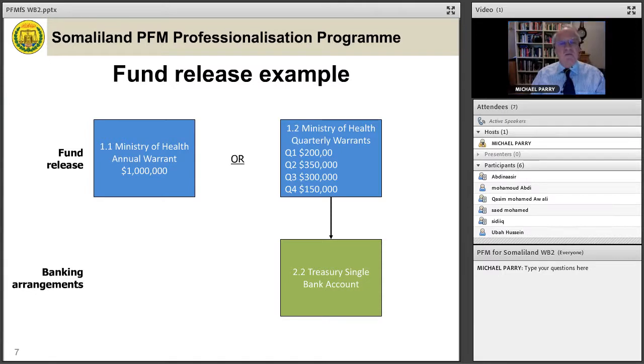So there's 2 options for fund release. You either release the whole funds in one go, or you release it in a series of warrants, tranches, and 2 options for banking arrangements. You either have a Treasury single account or you have ministry bank accounts.